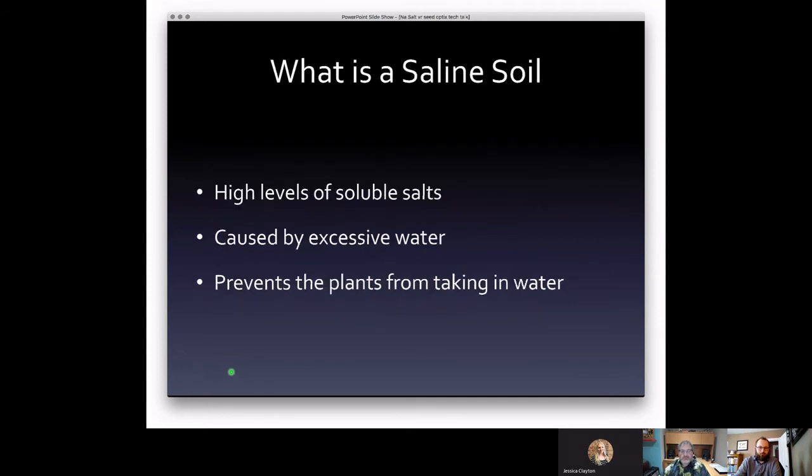So what is a saline soil? Well, it's high levels of soluble salts, usually caused by excessive water, and it prevents the plants from taking in water. So plants in those areas actually look drought stressed because the salt is so heavy there and the plants can't get access to the water.